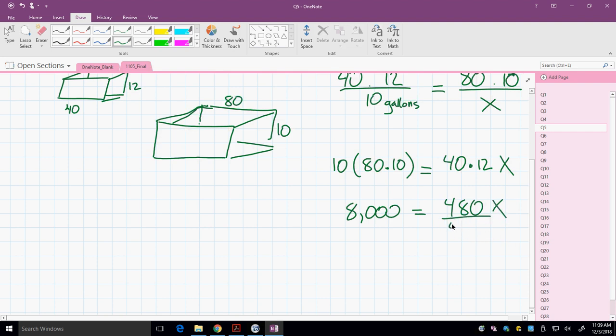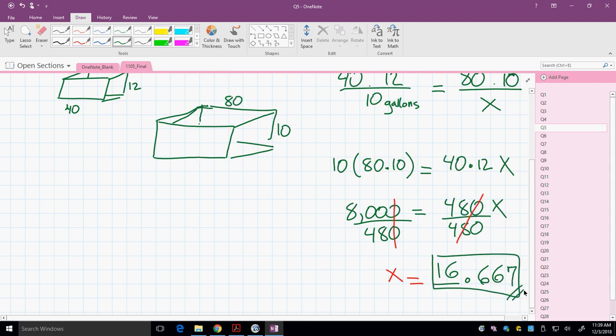And I'm solving for x, so I'm going to divide by 480 on both sides of the equal sign. These cancel. Now I have x equals, these two can cancel, so I'm dividing 800 by 48. 800 divided by 48 is 16.667. So more or less we can say we need 17 gallons of paint.